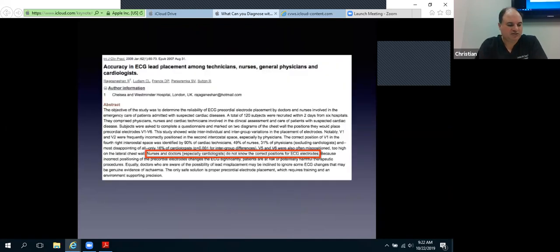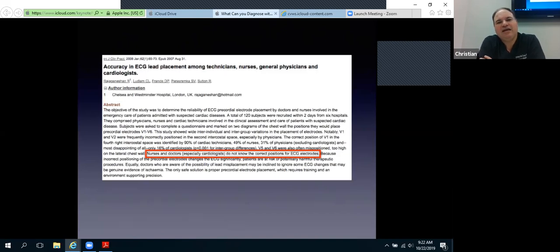And so that brings us to an article looking at the accuracy of ECG lead placement among technicians, nurses, general physicians, and cardiologists. And this was a study out of Chelsea and Westminster Hospital, which is a really good hospital in London. So we're not pulling this out of the boondocks. This is a legit place. And what they did is they wanted to determine the reliability of ECG precordial electrode placements by the doctors and nurses involved in emergency care.